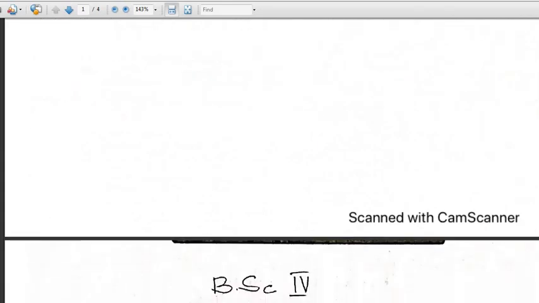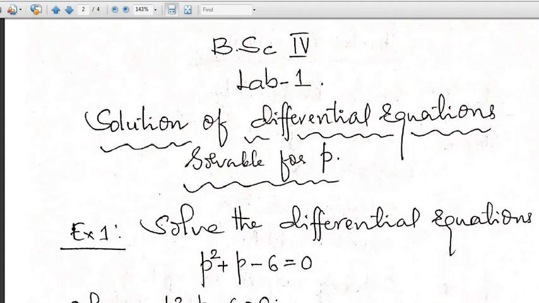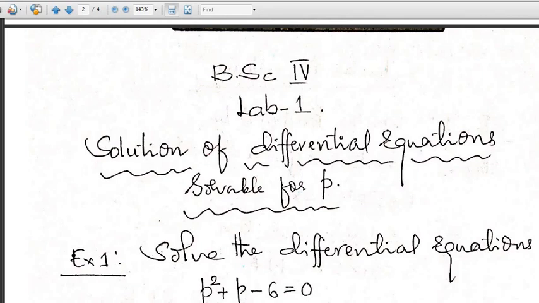Let me explain the first problem, then we'll go for the detailed programming. So the first lab experiment is the solution of differential equations solvable for P. P is usually denoted for dy by dx. What is P? dy by dx. Now the differential equation is given to us.